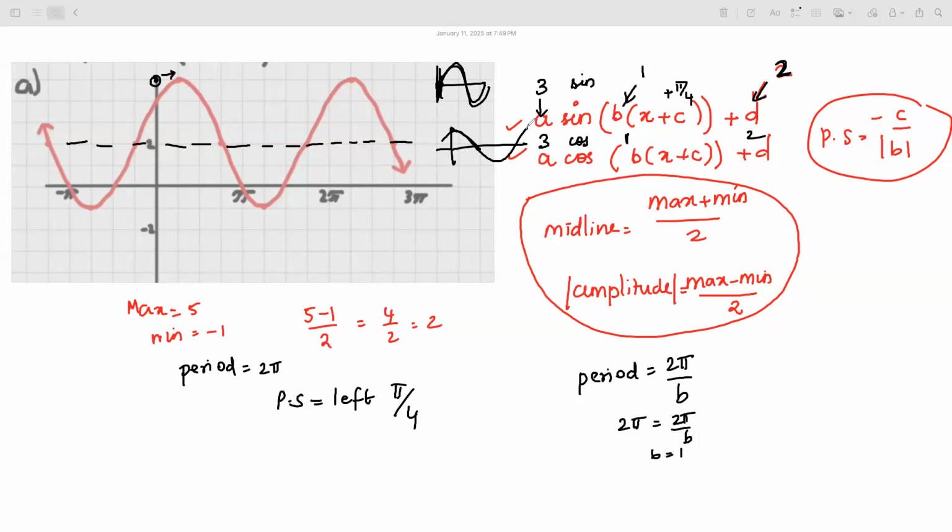So for the cos function, now what is the phase shift? It was pi by 4 to the right. So wouldn't it be minus pi by 4? Make sense? That's all. That's the only difference. So now writing the equation should be easy, I feel.